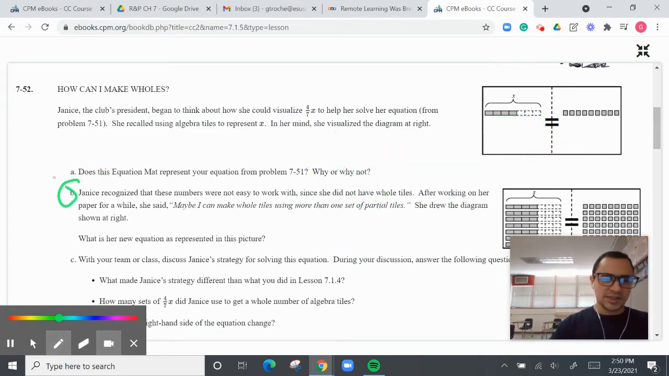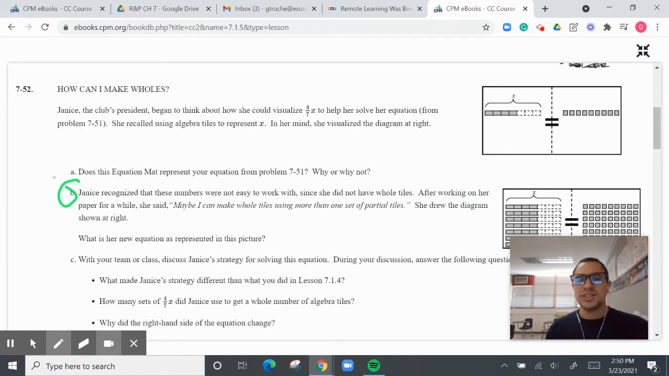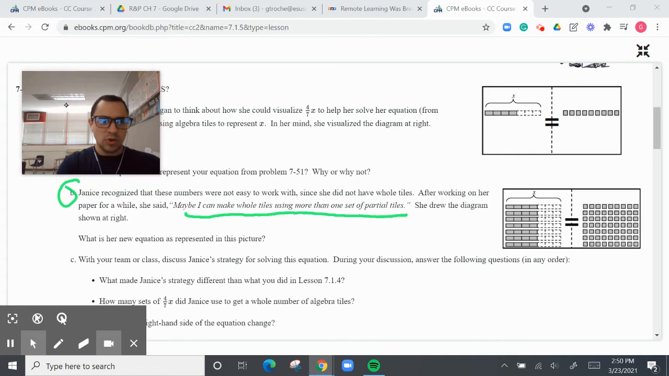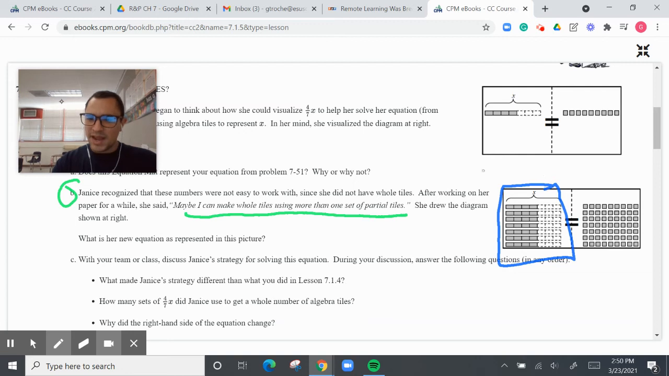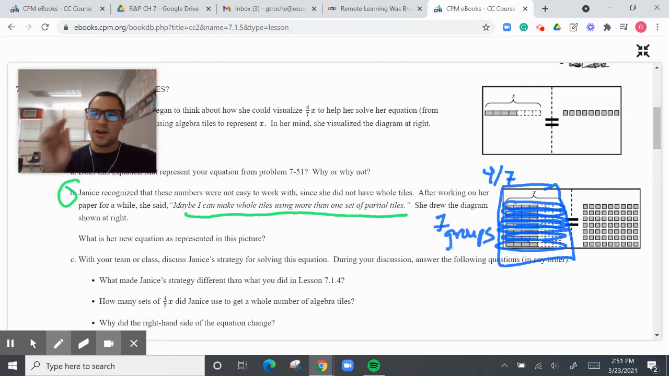We have Janice recognized that these numbers were not easy to work with since she did not have whole tiles. After working on her paper, maybe I can make whole tiles using more than one set of partial tiles. So then she drew this diagram at the right. So let me go ahead and move this over. And what we have here is now, what do we have? Well, we have 4/7 still, but there's 1, 2, 3, 4, 5, 6, 7. So now there's 7 groups of 4/7 x. So that means what is really happening?